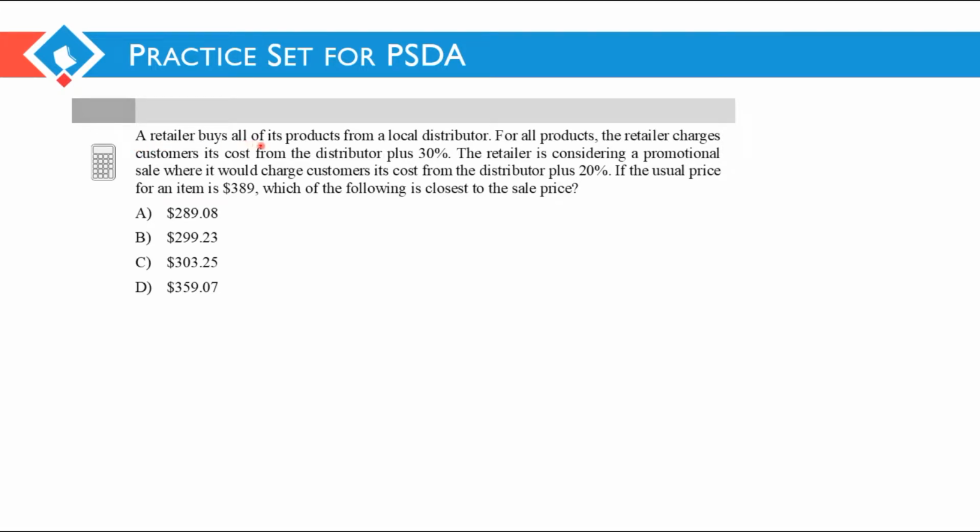A retailer buys all of its products from a local distributor. For all products, the retailer charges its customer its cost from the distributor plus 30%. The retailer is considering a promotional sale where it would charge its customers its cost from the distributor plus 20%. If the usual price for an item is $3.89, which of the following is closest to the sale price?